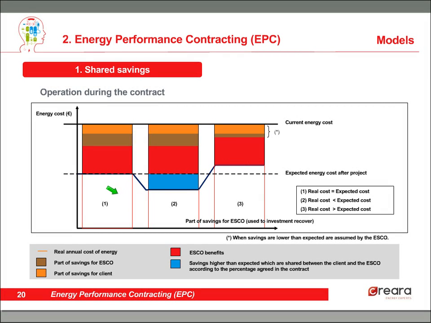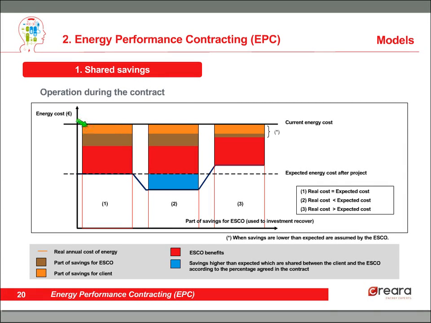Okay, under the first scenario, the red chunk is the ESCO benefits, which are dedicated to repay their investment, and this brown part would be the part of the savings that get to the ESCO, and the part at the top would be the part of the savings that get to the customer.